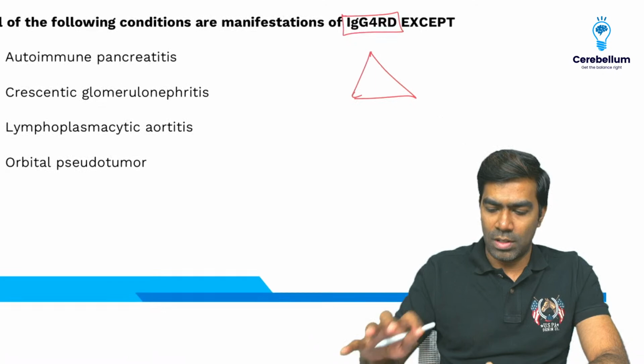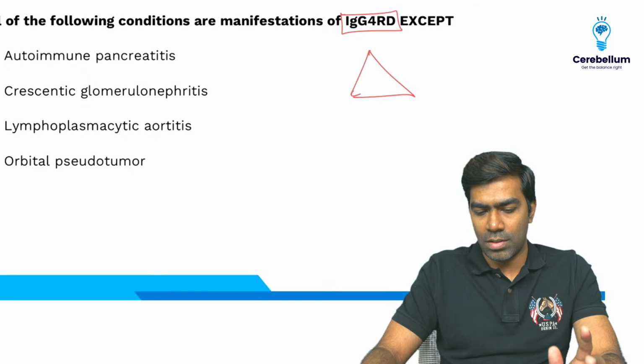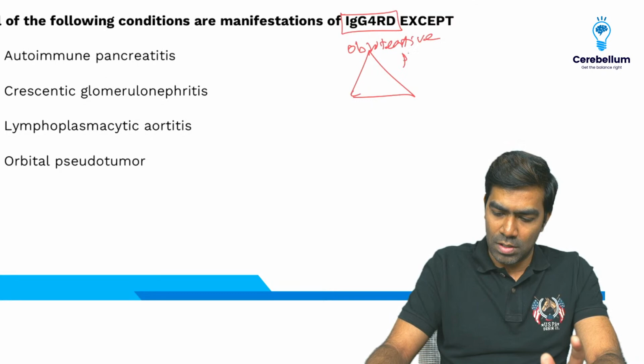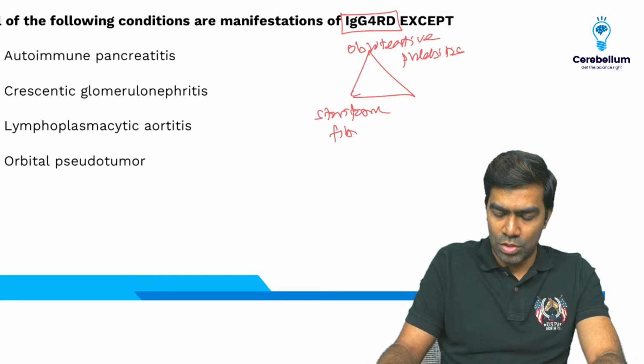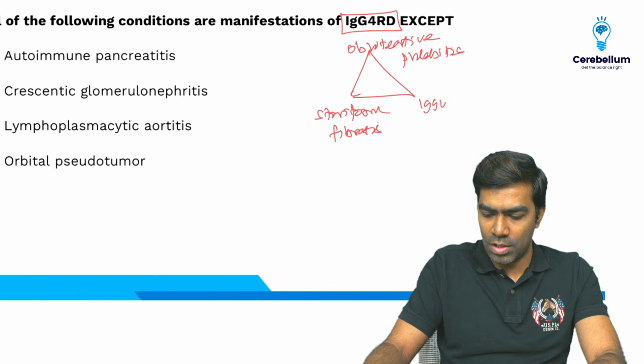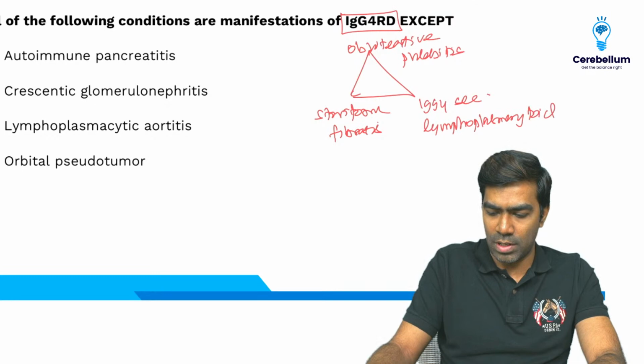It's going to have three features in the histology. Biopsy is the gold standard for diagnosis. What are the three features in the histology? Number one, you're going to have obliterative phlebitis. Number two, storiform fibrosis. Number three, IgG4 secreting lymphoplasmacytoid cells in the biopsy. So this is characteristic of IgG4 related disease. In pathology, they have definitely taught you.